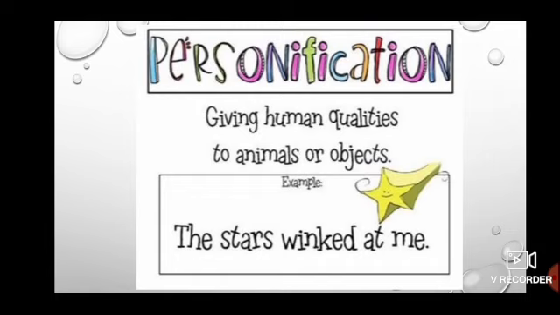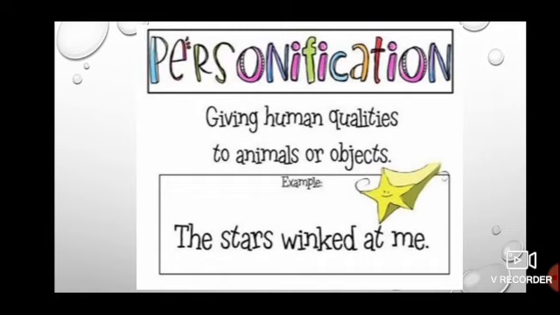Personification. What is personification? Giving human qualities to animals or objects. For example, the stars winked at me means you are attributing human qualities and characteristics to non-living objects. And which is the non-living object here? The stars. The stars will be twinkling. Do they wink? No, not at all. Just we are treating them as living beings.